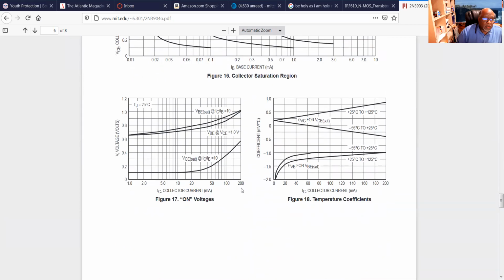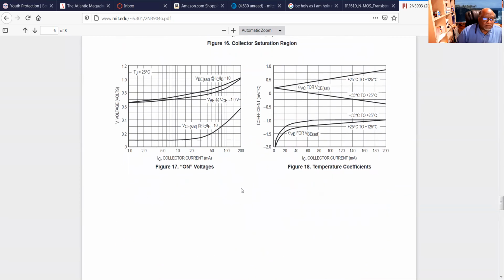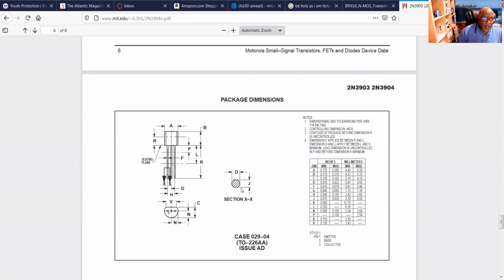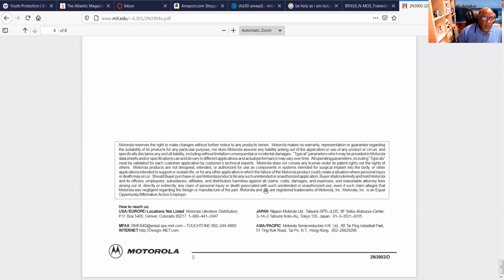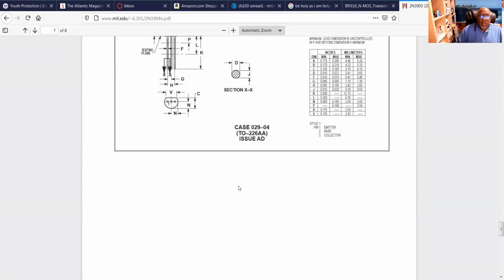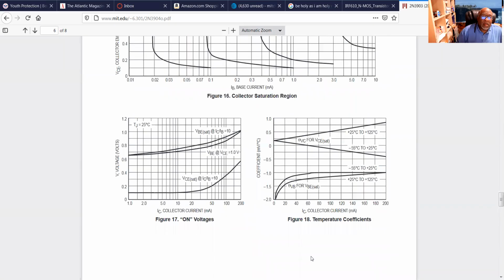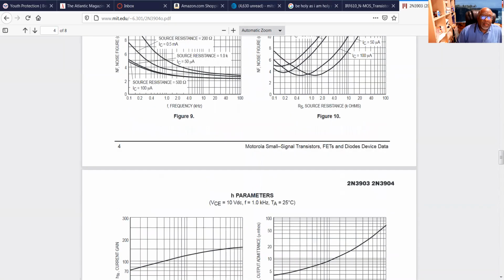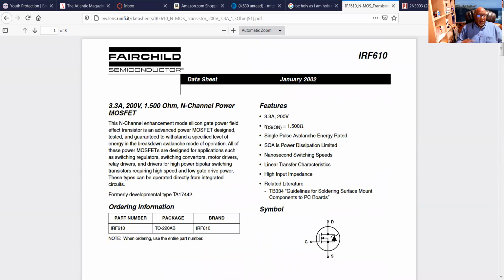There are other parameters that we're not going to talk about now. Okay, so that's your NPN bipolar transistor.